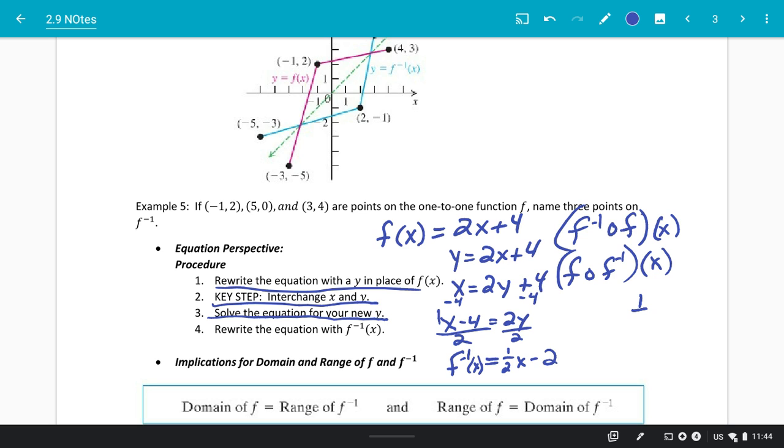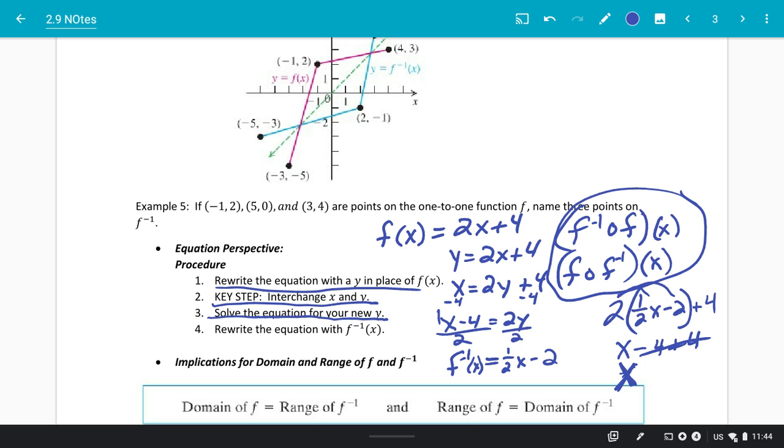So let's take this inverse one. I've got 1/2 x minus 2. Put a parenthesis around. Now that's my x for f. So 2 times that plus 4. So let's distribute. That becomes x minus 4 plus 4. Those cancel. So it equals x. And that's what I'm supposed to get. When I get just x by itself, that proves that those are inverses of each other. Cool?